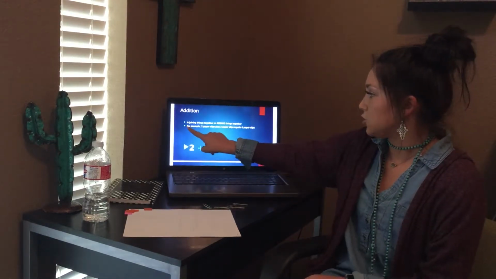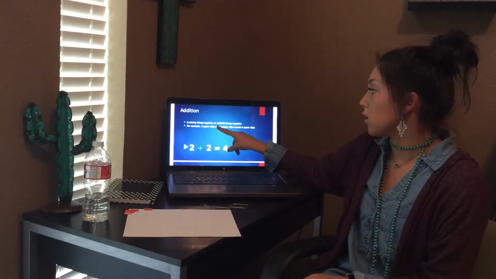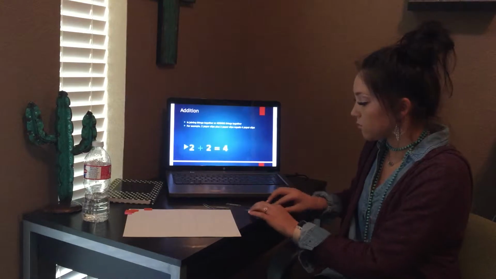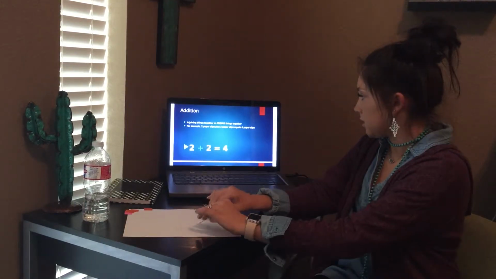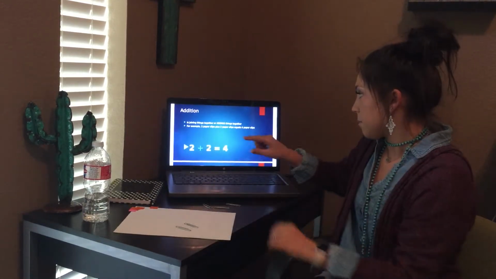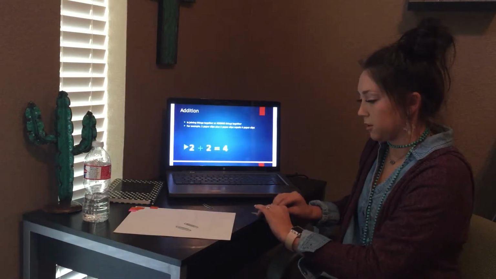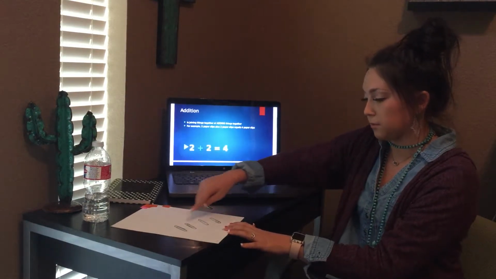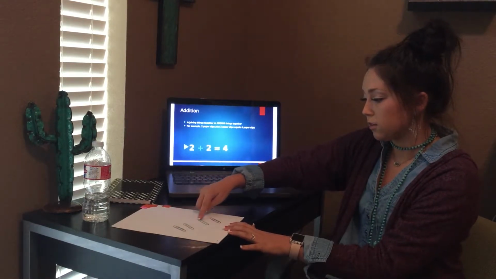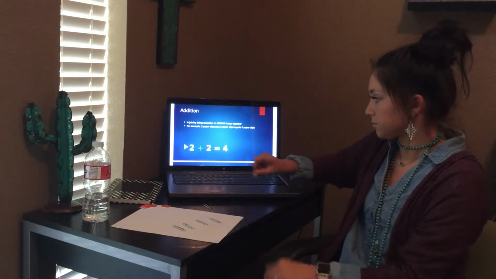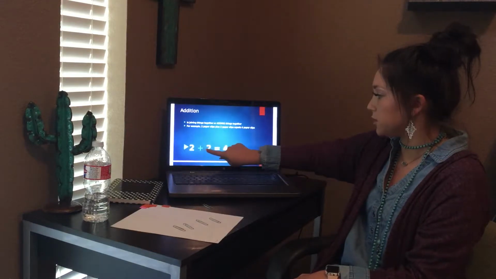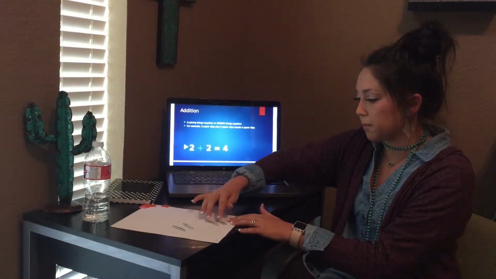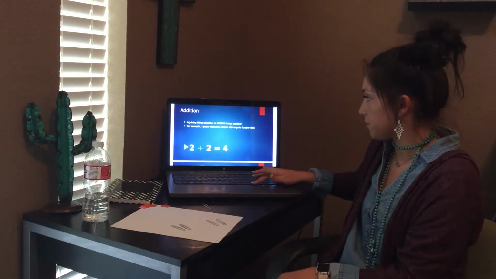Addition is joining things together or adding things together. For example, you have 2 paper clips plus 2 more paper clips. Here now we have 4 paper clips. 1, 2, 3, 4. The equation is 2 plus 2 equals 4. So all we did was use these paper clips. It made it a little bit easier.